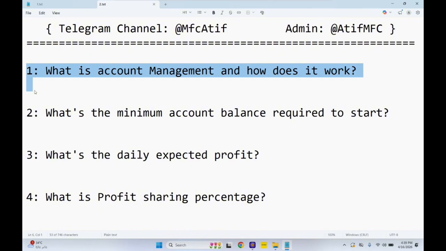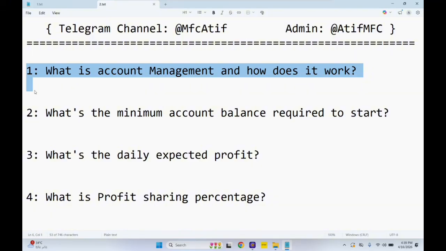So account management is a process in which a client sends his trading account details to a professional trader or account manager, and the account manager trades on the client's account and makes safe profits, and they divide the earned profit. So in simple words, for the account management service, you have to send me the login details of your MT5 account and I'll trade on your account, and when I open the trade in my personal account, I will also open the trade in your account and the earned profit will be shared between us.